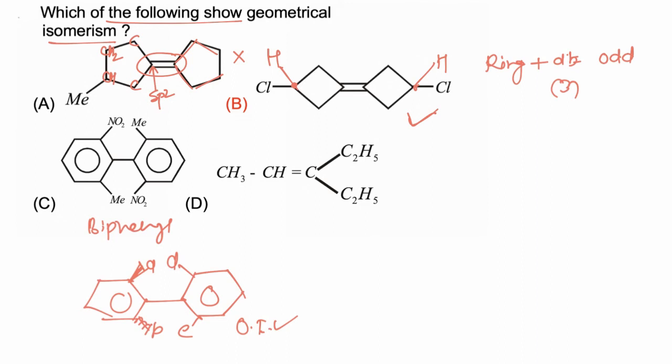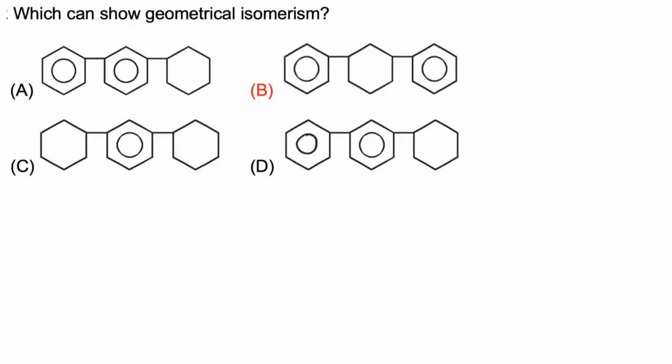Now if we take example 4, the groups attached to this sp2 hybridized carbon are different, H and CH3, but the groups attached at the right side carbon, these two groups, are identical. Hence this molecule will not show GI, and hence the correct answer is B, which can show geometrical isomerism.